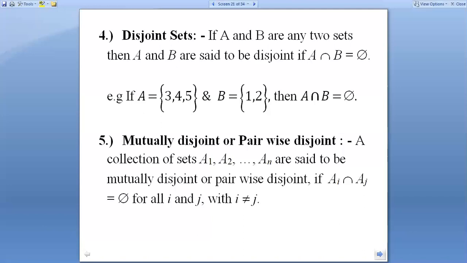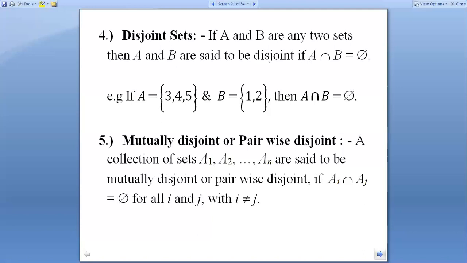The next definition is mutually disjoint or pairwise disjoint. Pairwise again means when we are taking some pair. So if we consider some collection of sets, in the previous definition I already told you intersection doesn't mean only two sets, we can consider 2, 3, 4 and n number of sets. Suppose we are taking the collection of sets A1 to An, then they are said to be mutually disjoint.